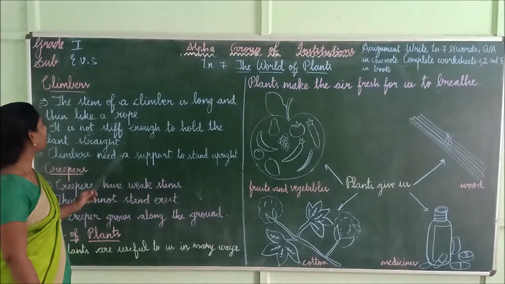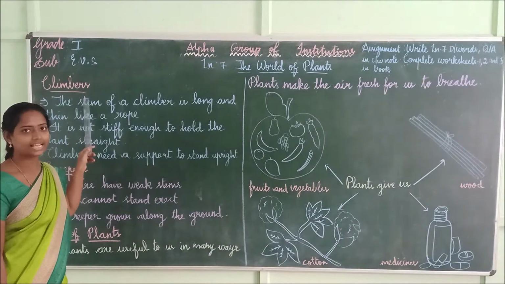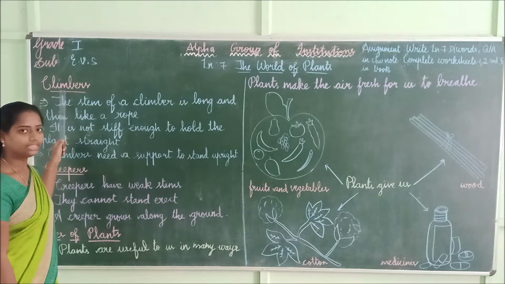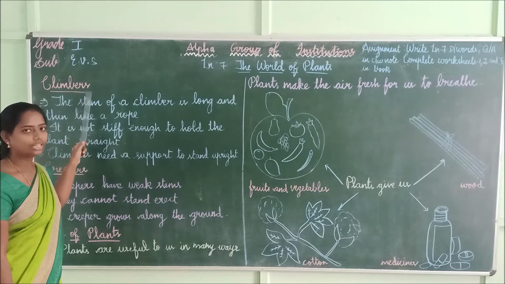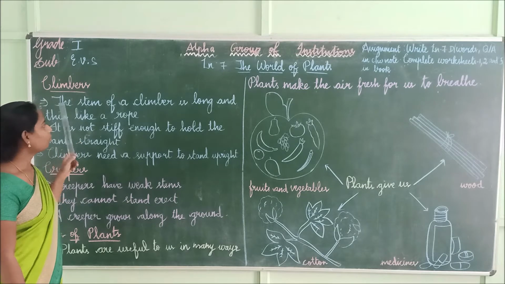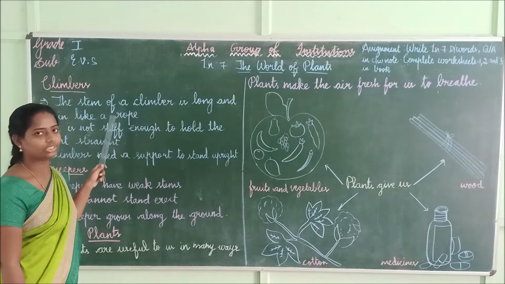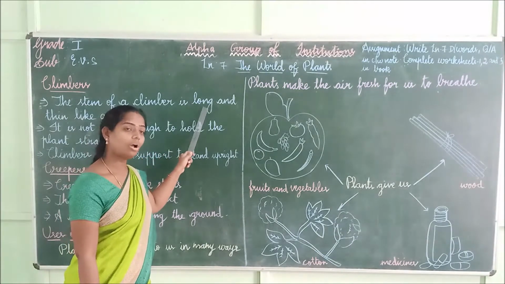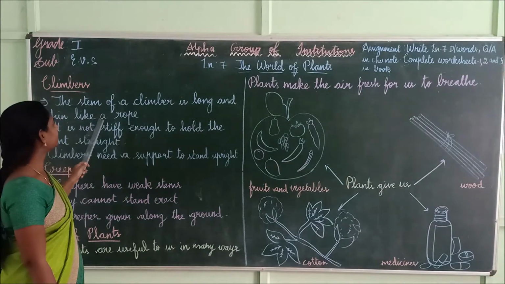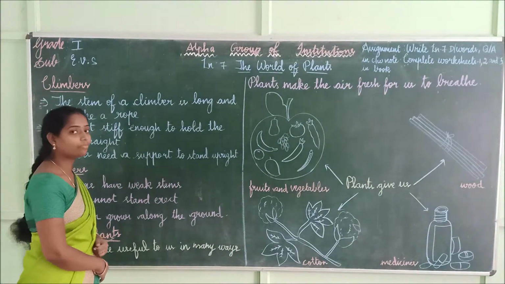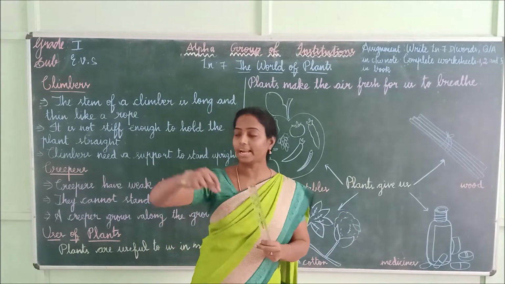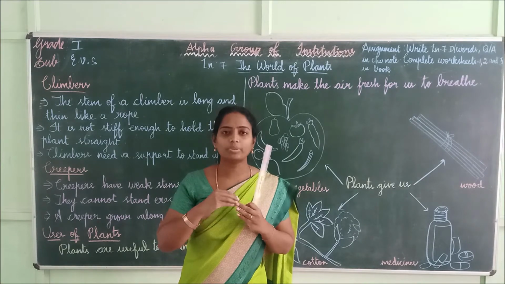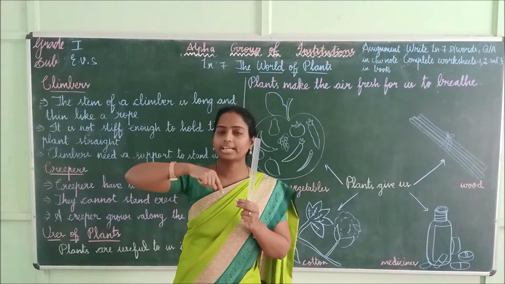Next, we are going to discuss climbers. Okay, children, what are climbers? What is the spelling of climbers? C-L-I-M-B-E-R-S, climbers. Shall we start to see it? The stem of a climber is long and thin like a rope. How does the stem of a climber look, children? The stem of a climber is very long and also thin, like a rope.